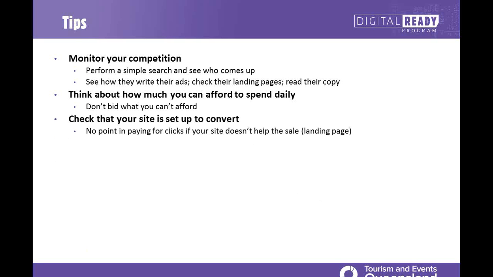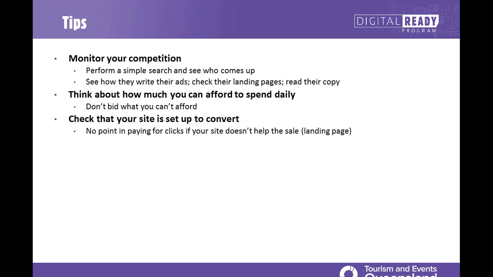Check that your site is set up to convert. So have a look at your booking path or your inquiry form, or whatever redemption you have on your site that people can do. Is it easy to use, and is it clear, and can people find it? Just walk through, try and get someone who's never seen your site before, or try and look at it with fresh eyes. Imagine you've never seen it before, and think to yourself, is this easy to do? And if it's not, what can I do to make it easier?